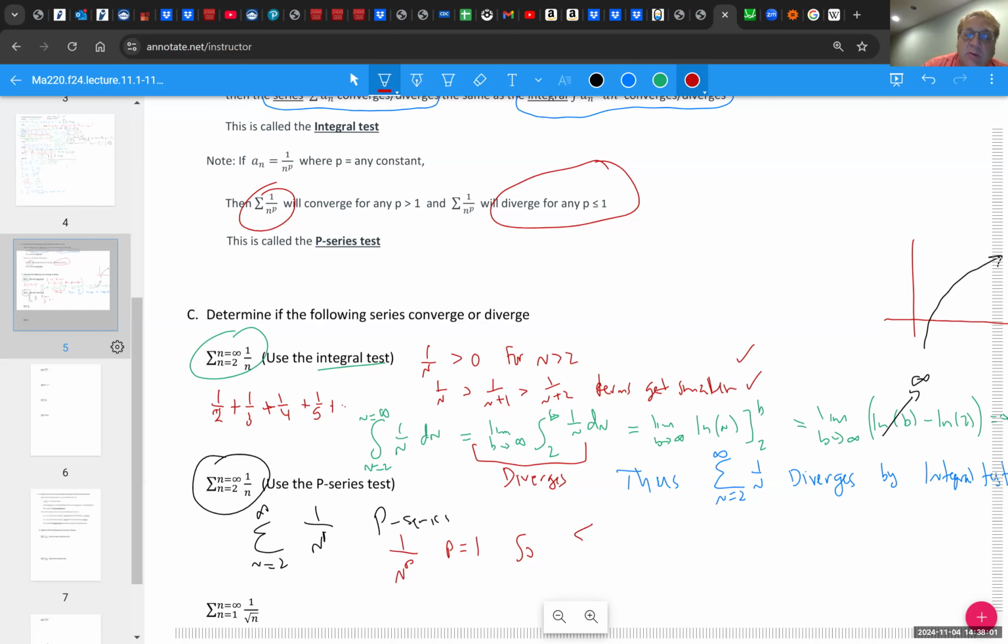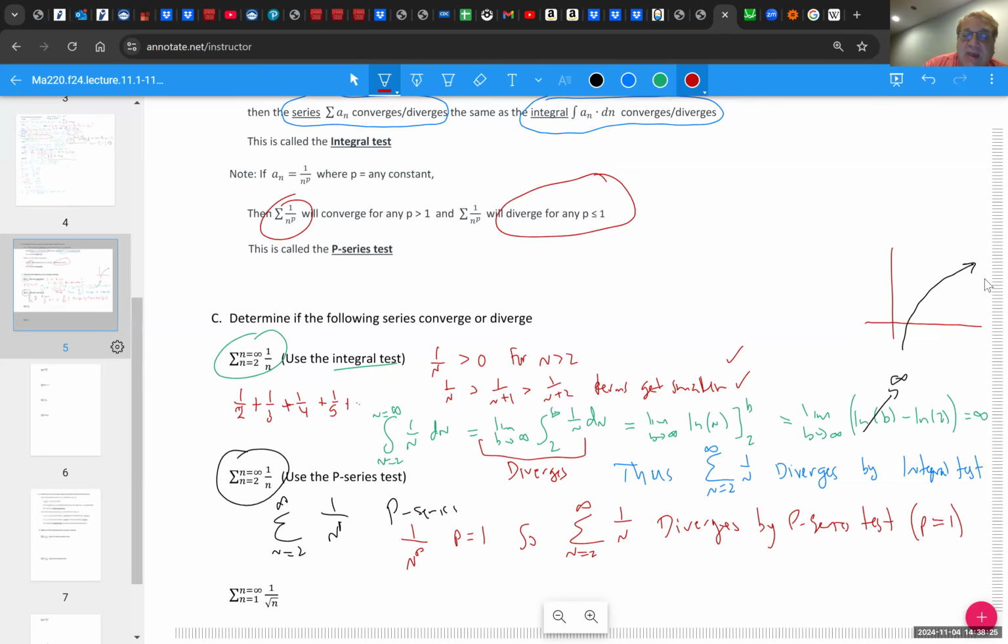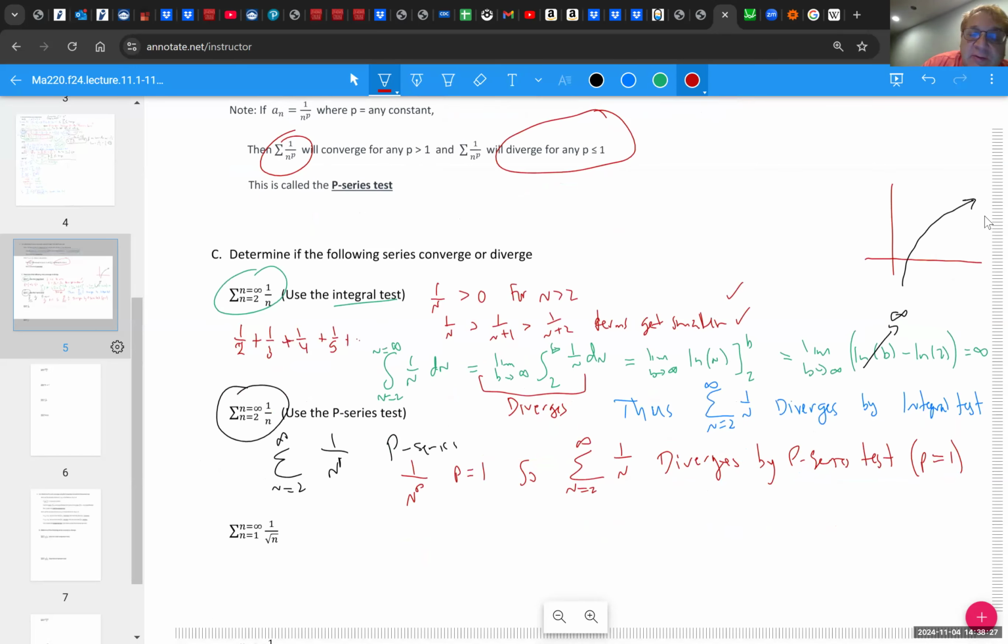So this original series that we have, the harmonic series, will diverge by the p-series test. And I'll even put in here p is equal to 1, just to up my game in terms of my justification. All right, so that's just as simple as that. The p-series test also shows that the harmonic series diverges.